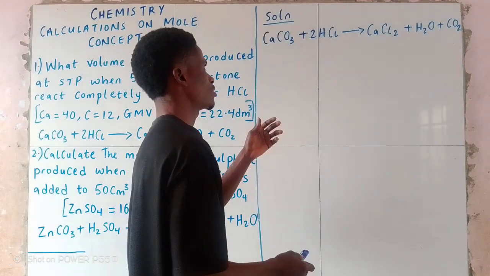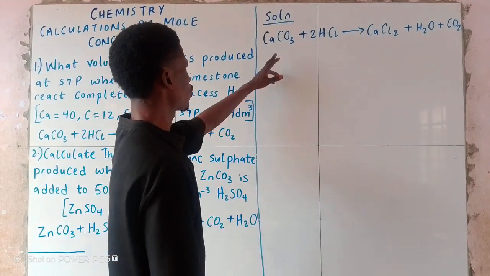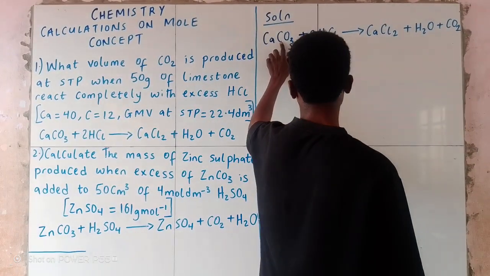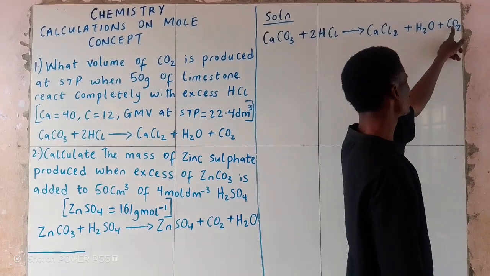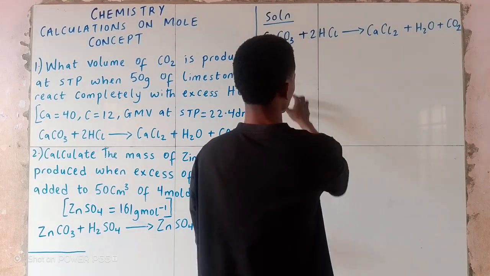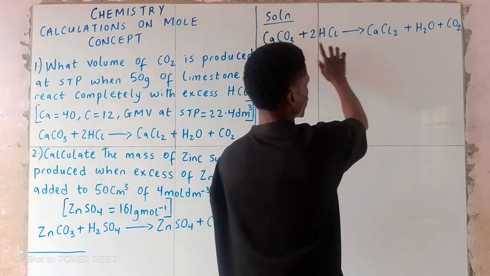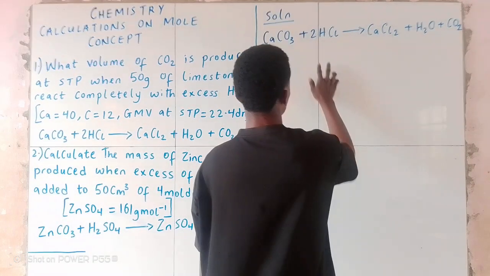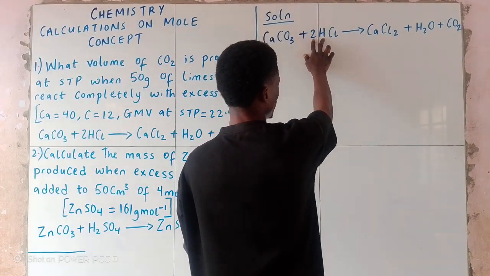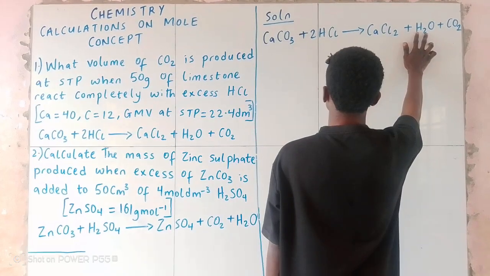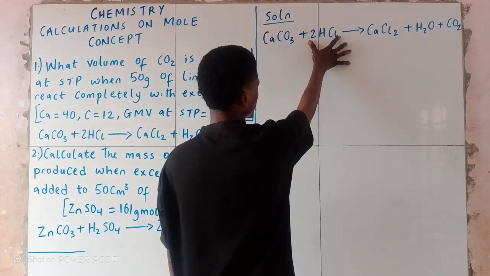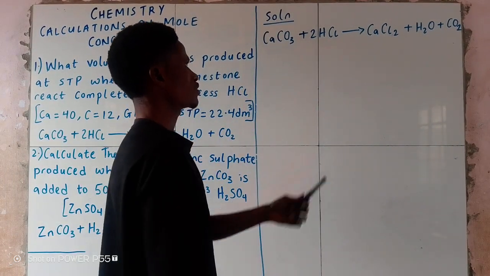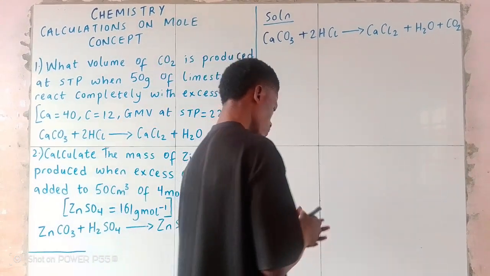Let's check if the equation is balanced. 1 calcium and 1 calcium, 1 carbon and 1 carbon. We are having 3 oxygen: 1 oxygen here plus 2 here, making 3 oxygen. We are having 2 hydrogen here, and 2 hydrogen here. 2 chlorine here, and 2 chlorine here. So this equation is a balanced equation.